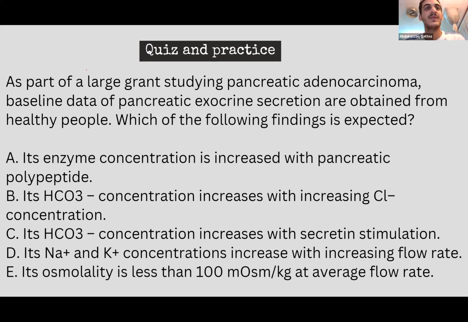Okay, let's see. As part of a large grant studying pancreatic adenocarcinoma, if you don't know what adenocarcinoma is, it's cancer in the glands. Baseline data of pancreatic exocrine secretion are obtained from healthy people. So basically, they are asking about pancreatic exocrine secretion. A. Its enzyme concentration is increased with pancreatic polypeptide.